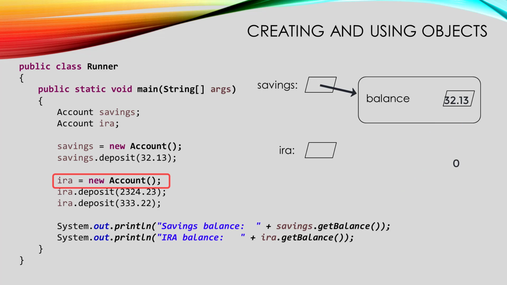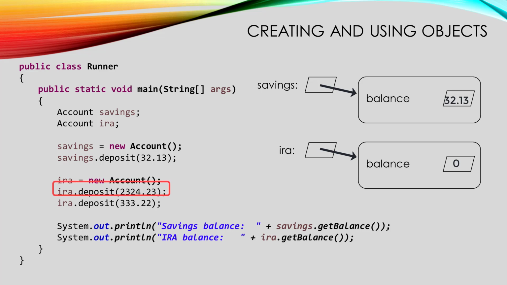Then we create a space for IRA using the new statement. Notice that each variable, savings and IRA, points to its own copy of all of the instance variables. We call the deposit method on the IRA object, passing in 23.24. Just like before, that will jump to the deposit method, cause the value to be stored in the variable named balance. However, this time, we did it on the IRA object, so the value goes into that copy of balance.